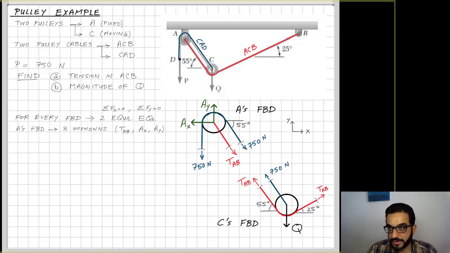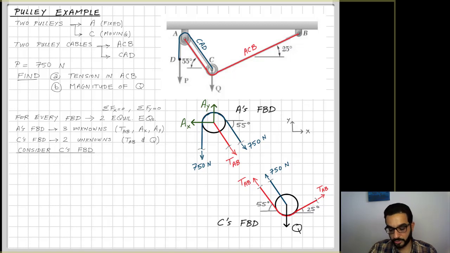I can't really jump right away into the free body diagram of pulley A. But for pulley C, good news. I have 2 unknowns, only 2 unknowns, which matches with the 2 equilibrium equations I can apply there. And in this case, it's kind of a must. We have to start with analyzing the free body diagram of pulley C.